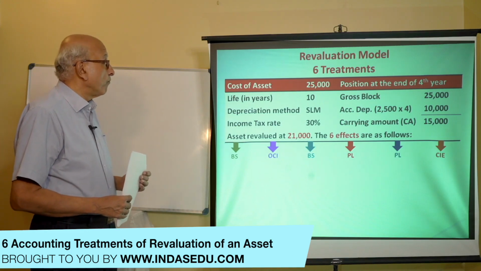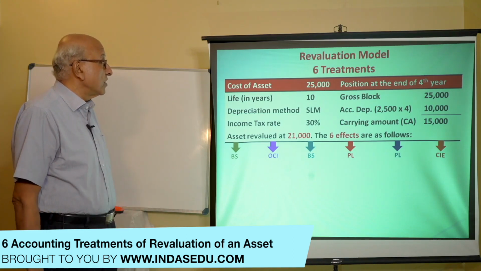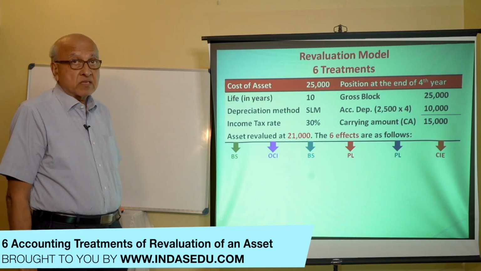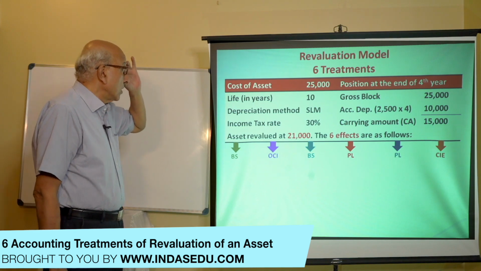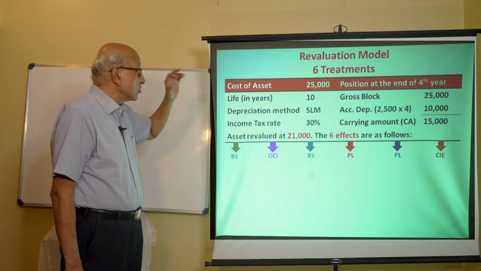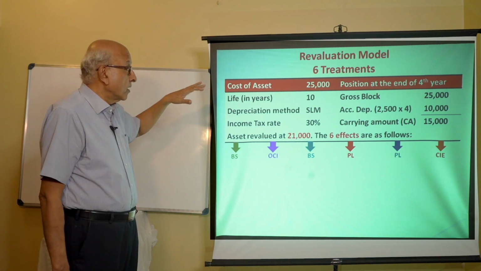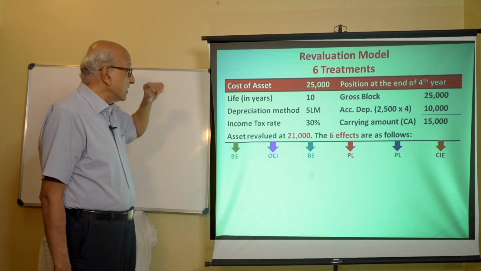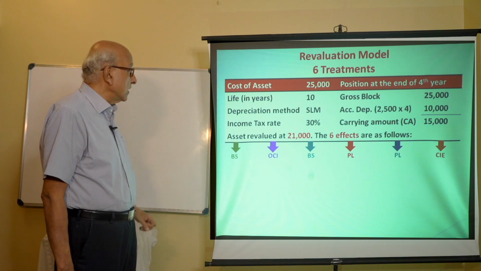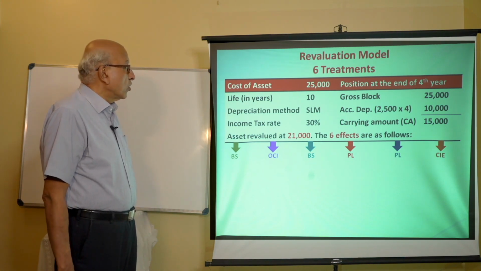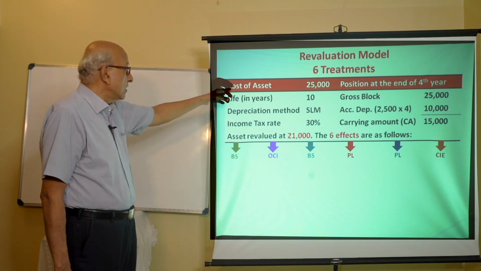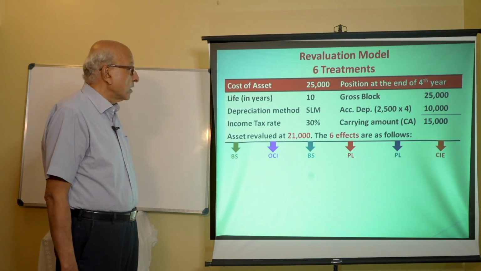Revaluation model. When one entity follows the revaluation model, there will be 6 treatments. Take this example. Cost of an asset is 25,000. Life is 10 years, so every year we will be charging 2,500 as depreciation because the depreciation method is straight line. Gross block is 25,000 at the beginning, cost at acquisition.